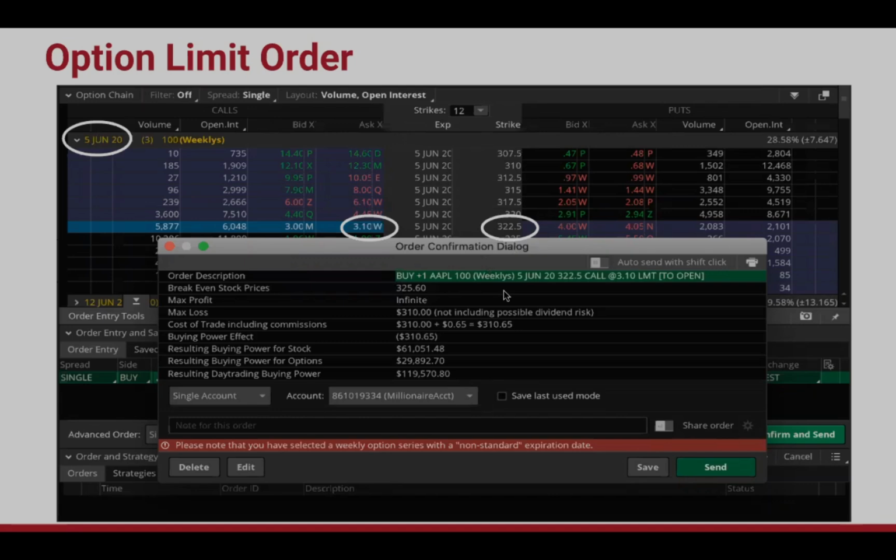Do you have to wait until the expiration date? No, I told y'all that. You don't have to wait until the expiration date. You can sell it in two minutes if you want to, but that's going to be up to you.